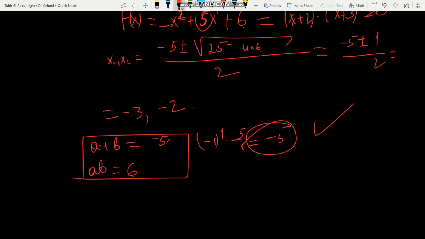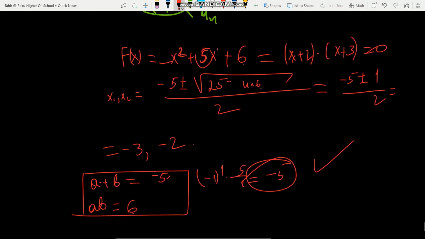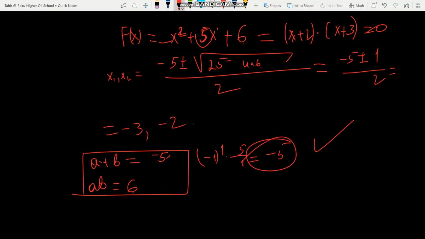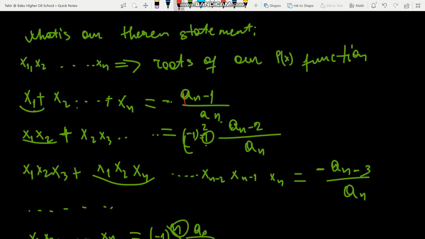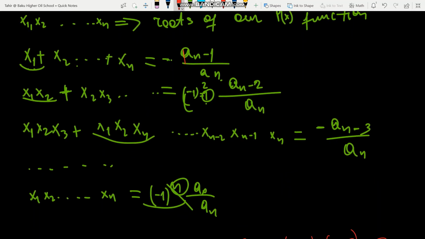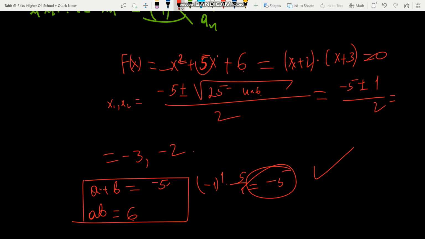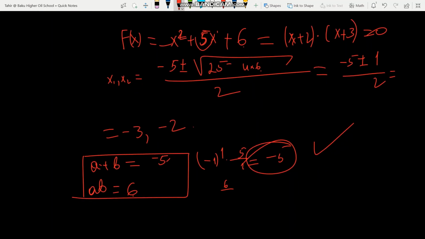And you can check it for other quadratic equations, or even for cubic equations, and for all other cases, if you know what the exact roots are. And ab is equal to 6. This can be found from the n minus 2 term, which is equal to 6 in our case, 6 divided by 1, and minus 1 to the power 2, and this is equal to 6, and this is also correct in our case.